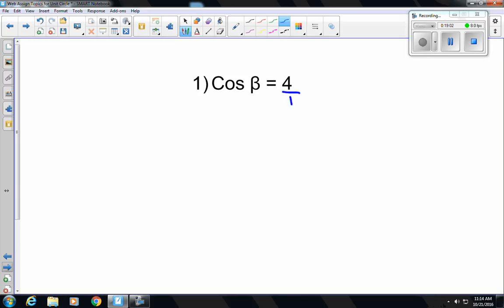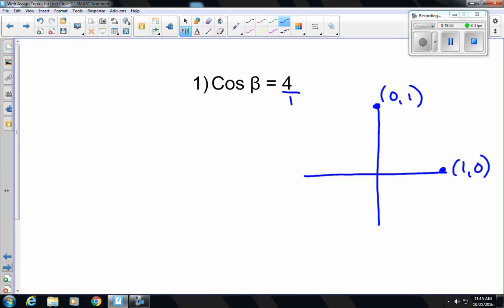Now, to explain this question, I'm going to sketch this. And I want you to give me the ordered pairs for the quadrantals. So what's that ordered pair at 0 or 360? 1, 0. Okay, at 90, 0 and 1. At 180, -1, 0. And at 270, 0 and -1.